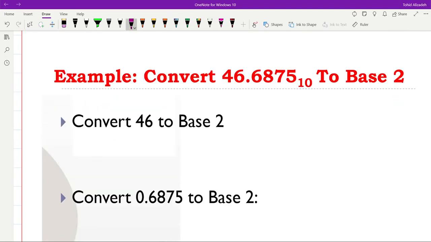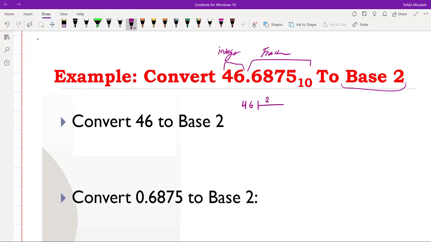In this example, we are going to convert 46.6875 in base 10 into its equivalent in base 2. The number which is provided for us has both integer and fraction parts. So we can do it one by one. Let's start with the integer part. We have 46 as the given number. We need to divide it by 2.